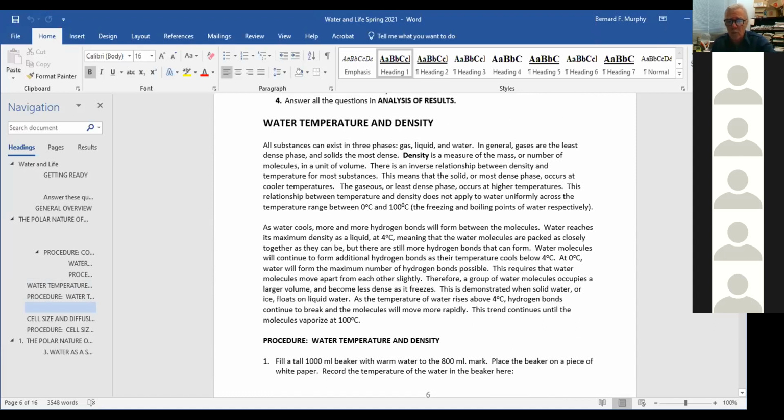So as water cools, more and more hydrogen bonds will form between the molecules. So the closer the water molecules get to each other, the more hydrogen bonds they form. The farther apart they get, the fewer hydrogen bonds they make. Right? So that's a direct relationship between temperature of water and how many hydrogen bonds it makes. The hotter it is, the fewer hydrogen bonds.